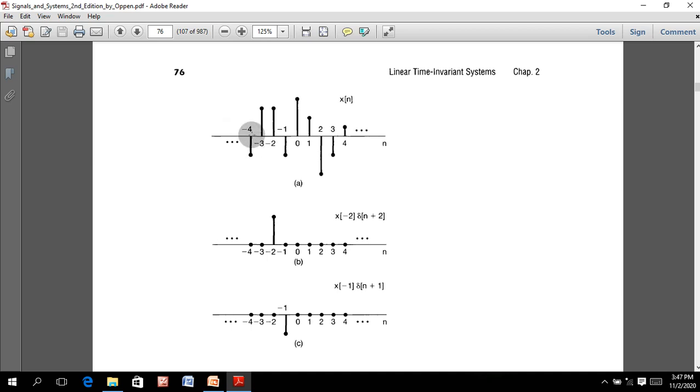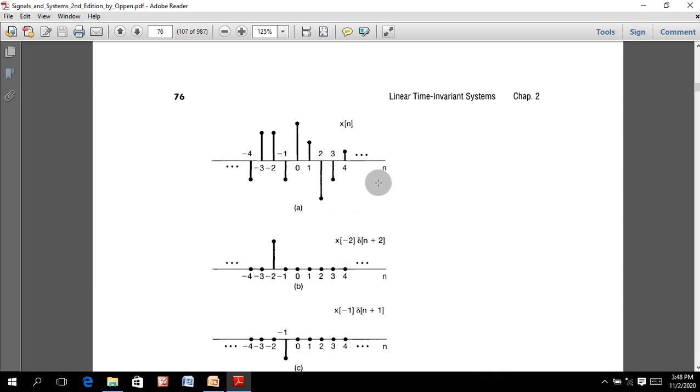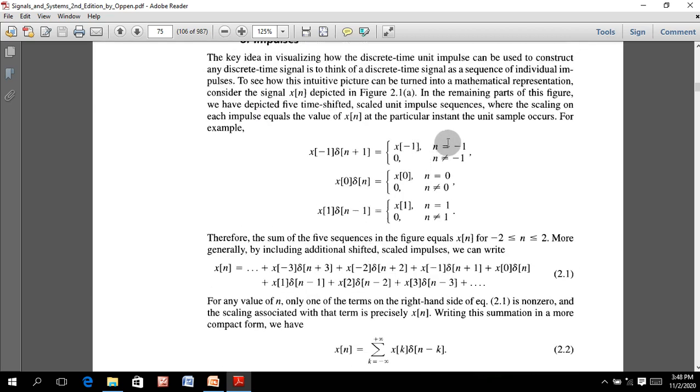Suppose we have a value at -4, a value at -3. If we quantize all those amplitudes, then we will get a digital signal. But at this moment this is a continuous time signal and also a discrete time signal. Now this signal can be written as x of minus 2 del of n minus 2. Why? Let's go to the first mathematical operation. Take a close look: this is x of minus 1 del of n plus 1.